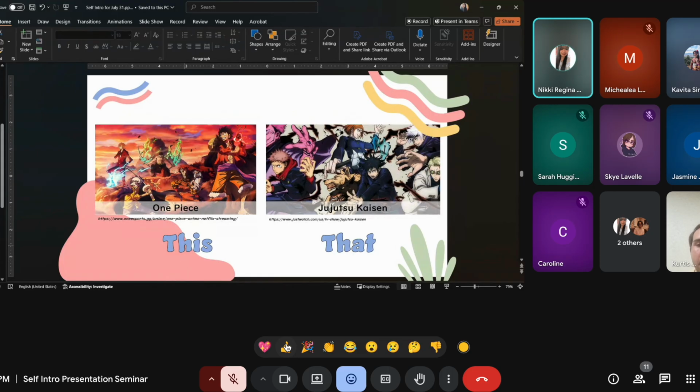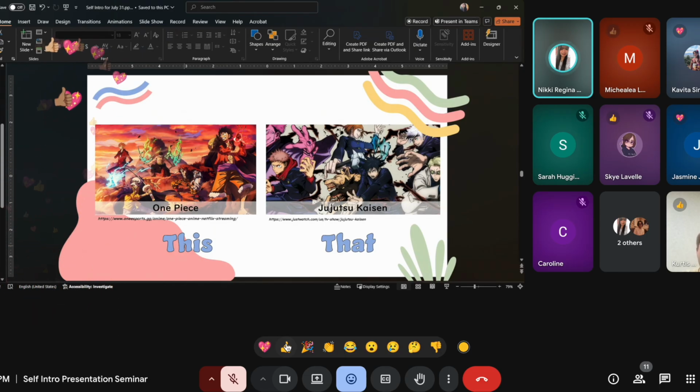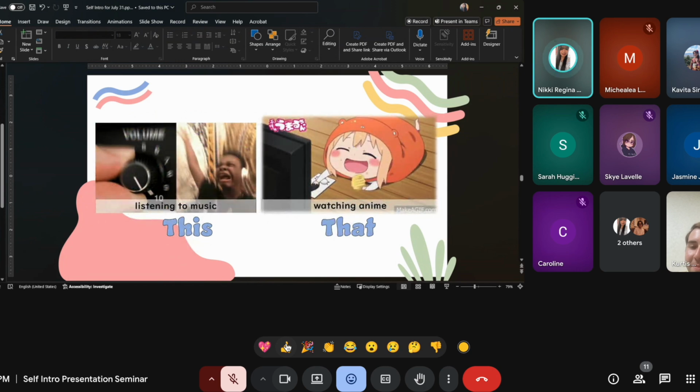Oh, okay. Very controversial. One Piece or Jujutsu Kaisen? This or that? Okay, so we have a tie. I like One Piece, so I'm going to this. Okay, next. Oh, we have this one.